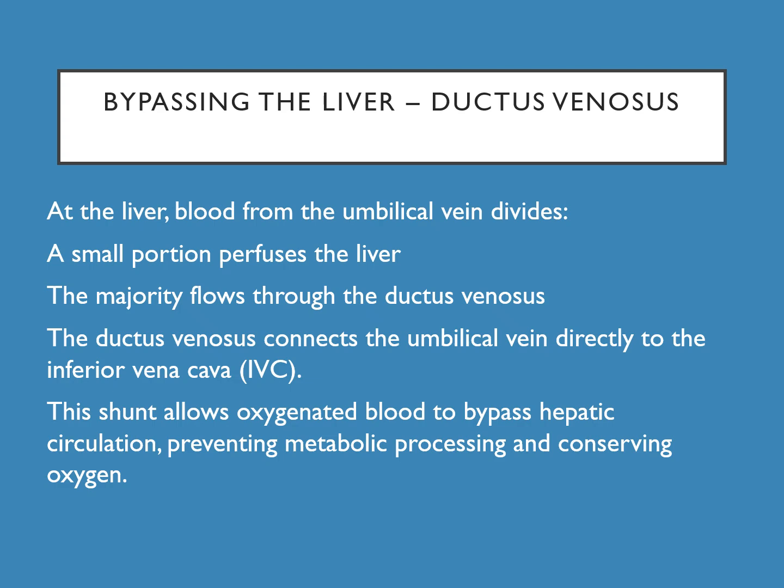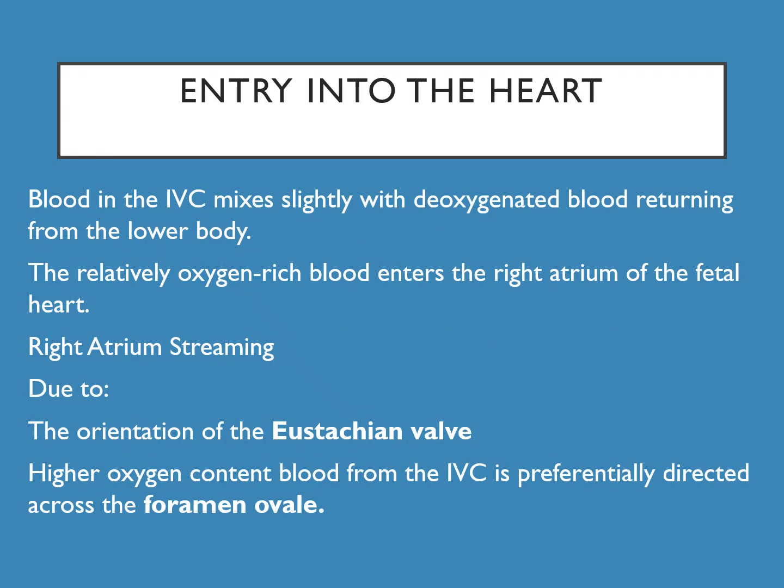Then at this point, we have bypassing of the liver via the ductus venosus. So blood gets to the liver, perfuses the liver with a little amount, and then shunts through the ductus venosus to the inferior vena cava. So in the inferior vena cava, blood flows towards the heart and gets to the right atrium. With the assist of the Eustachian valve, blood is shunted through the foramen ovale into the left atrium.